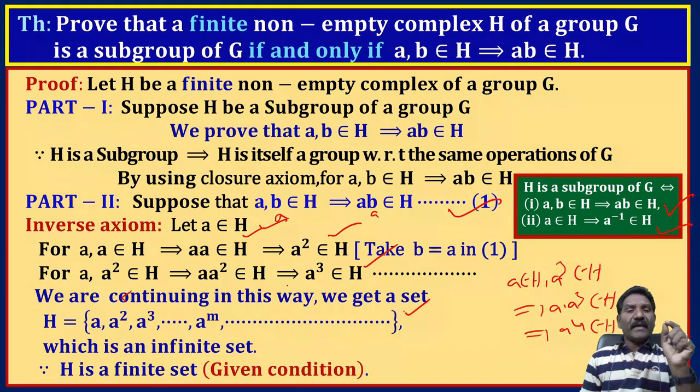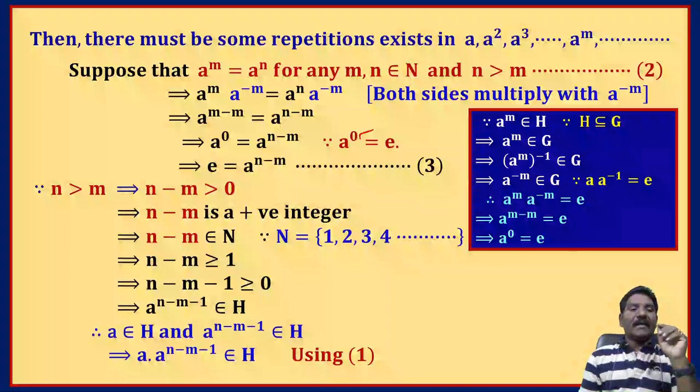Since H is a finite set, as given, there must be some repetitions among the elements of H, that is, a square, a cube, and so on, a power m, and so on. Suppose two elements are equal: a power m is equal to a power n for some m, n belonging to the natural numbers and n greater than m. It is denoted by equation 2. Two elements equal, a power m is equal to a power n. Multiply both sides by a power minus m. a power m into a power minus m equals a power n into a power minus m. So a power m minus m, since a power m into a power n equals a power m plus n.